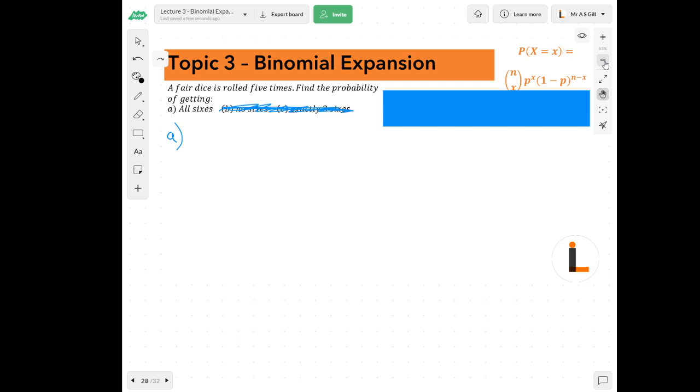Remember, we had the AND rule. We were just multiplying the probabilities together. So we can shortcut that and say, well, the probability of getting 1 6 is 1/6. And we want to get it 5 times. So this can be 1/6 to the power of 5. So the probability of getting 6 5 times in a row is 1 out of 7,776.